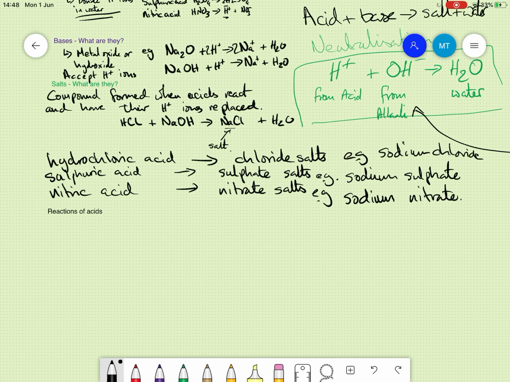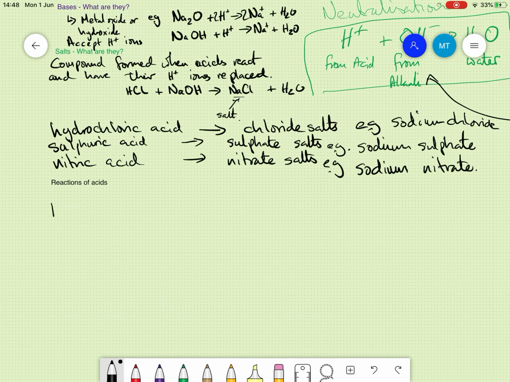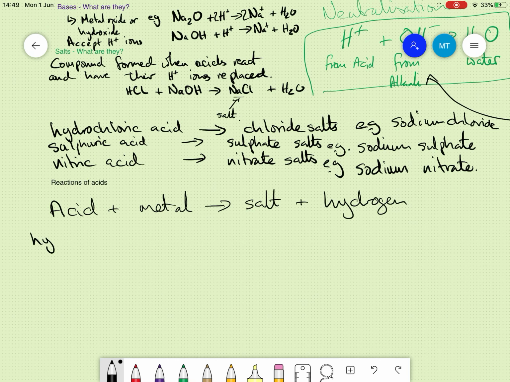Right, reactions of acids. This definitely needs to be worked on because there are 4 reactions we need to know. Acid plus metal goes to salt plus hydrogen. So we've got hydrochloric acid plus a reactive metal, say sodium. We'd never do that, it's way too reactive.